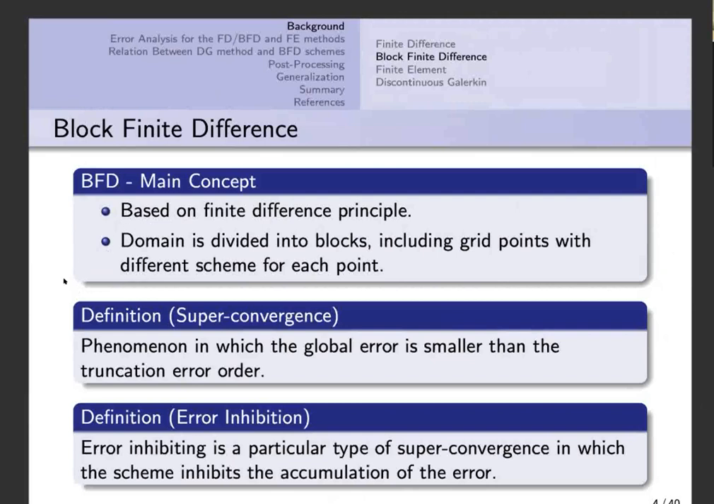Two definitions that we will need in order to proceed with the analysis are, first of all, the definition of superconvergence, where basically the global error is smaller than the truncation error order, and the error inhibition effect, which is a particular type of superconvergence in which the scheme inhibits the accumulation of the error. So these are the two definitions that we will need. And of course, this will be the error inhibition effect that we will look for in our scheme.